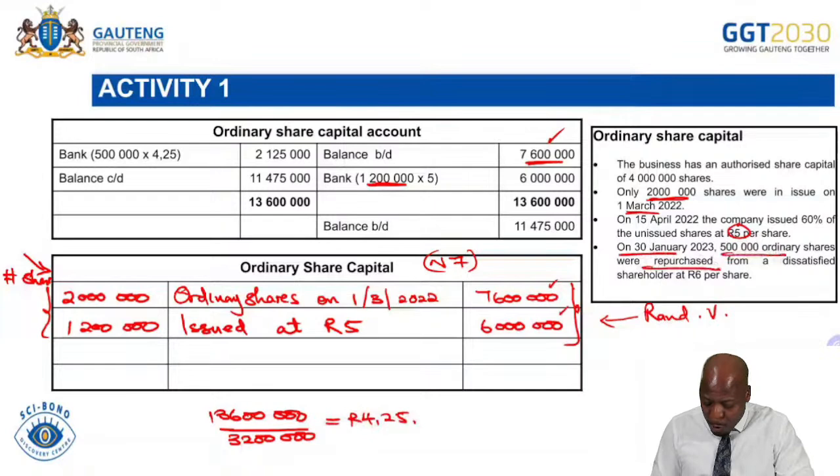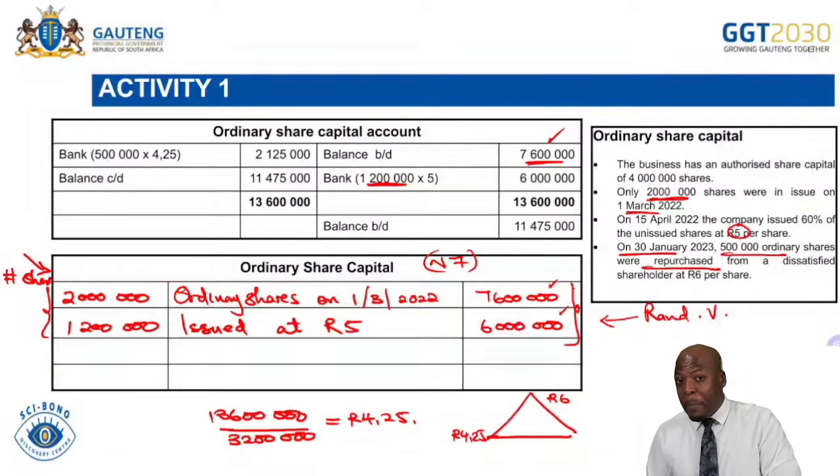All right. You remember the triangle? I'm going to redo it again. I don't mind redoing it. We agreed at the top, that is where we take our 6 rand. And on this left side, that is where we take our 4.25. And then the difference, the one that goes to the retained income, becomes your 1 rand 75.